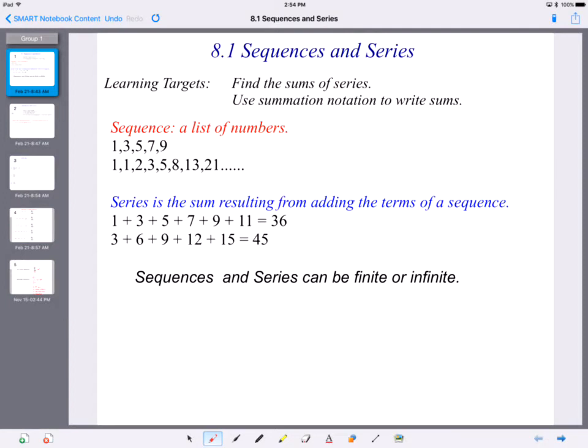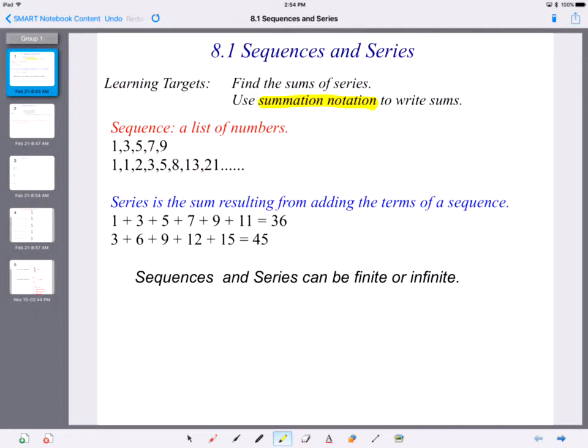Welcome to section 8.1, sequences and series. I know we jumped back to chapter 8 for just a minute, but this is going to lead back into limits on the next day. So we're only going to talk about sequences and series today. We're not going to talk about limits. We're going to find the sum of series, and we're also going to use something called summation notation. You've probably seen that before, to write sums as well as a series.